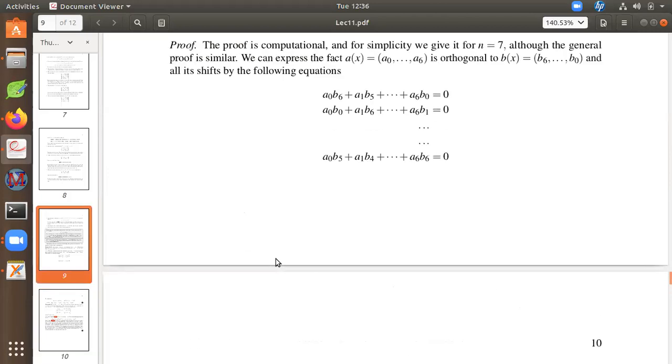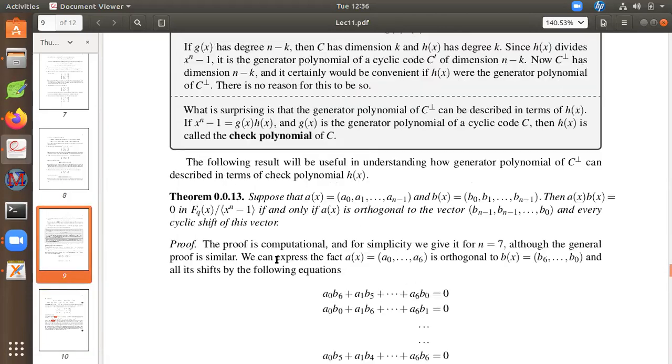Now I'll go back and explain what the actual theorem is about. If I take two words of length n, then a of x into b of x, the product, equal to 0. That means a of x is orthogonal to the vector b n minus 1, b n minus 2, and so on.